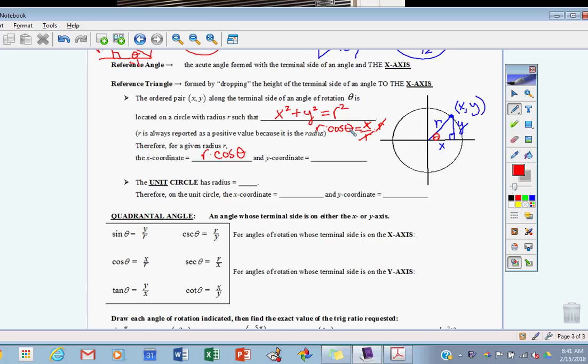Now, switching colors here. Similarly, if I asked you for sine of theta, you would say that's equal to y over r. Again, if we multiply both sides by r, you'll see that the y-coordinate is simply r times sine theta.